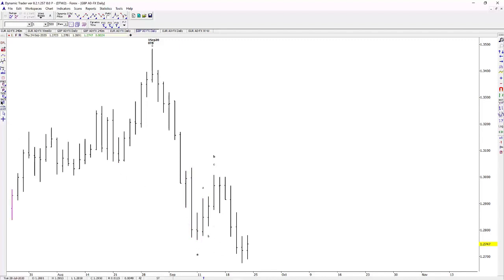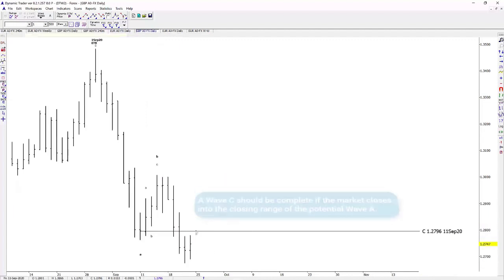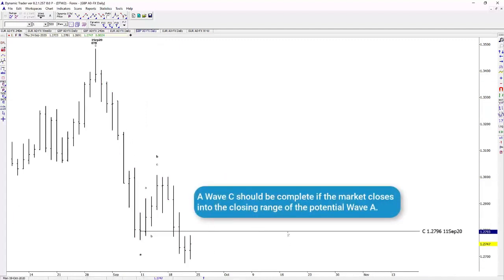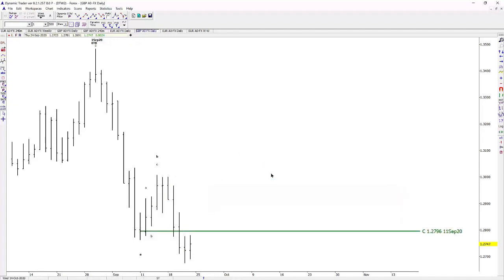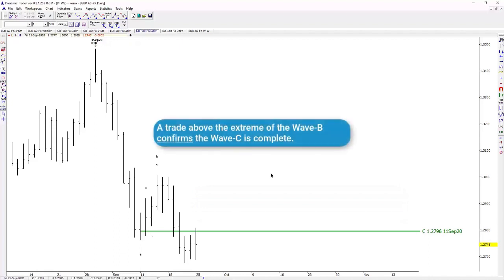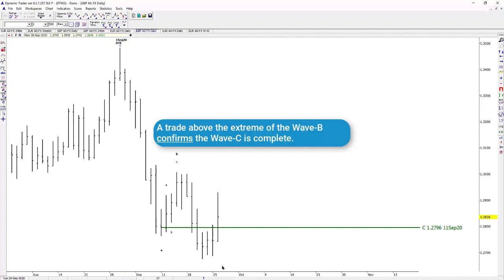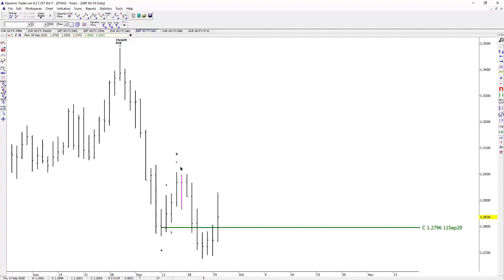Now that we're at a new low, we're going to be looking for, if this market were to close into the closing range of the wave A, that would be the warning that the wave C is complete. And of course, it'd have to trade above the extreme of the wave B to confirm that. But let's add some more data. There we are. As of the last bar of the chart, we've closed well into the range of the wave A. And we've got a wave B, which is a pretty well-defined ABC.